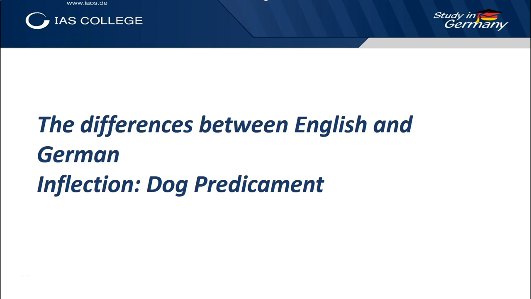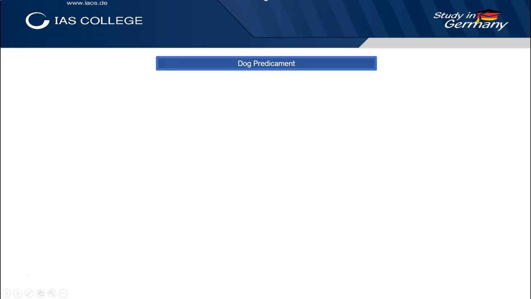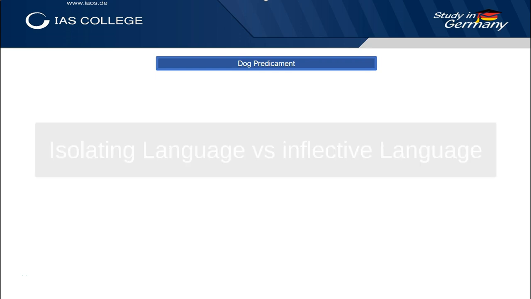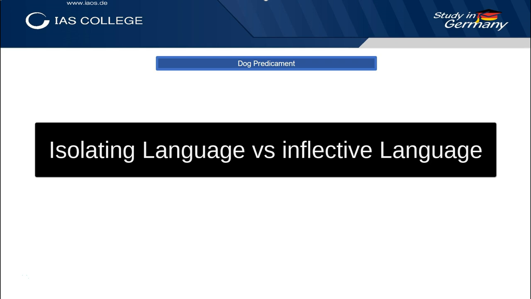Dog predicament. One of the major problems of adepts of the German language is understanding the disparity between isolating language and inflective language. In this video, we will determine the fate of a canine in order to enlighten you on said issue.